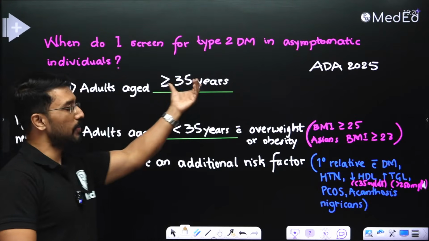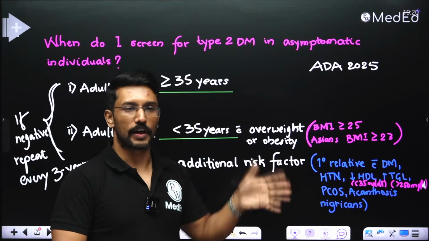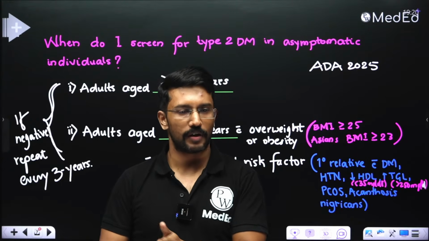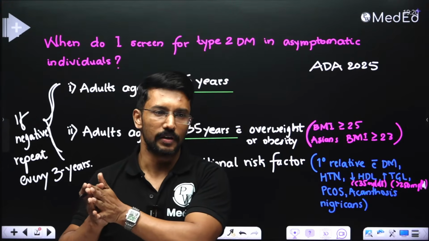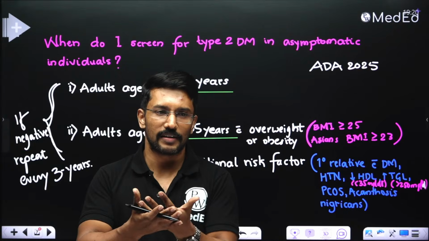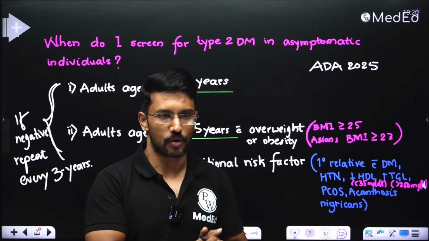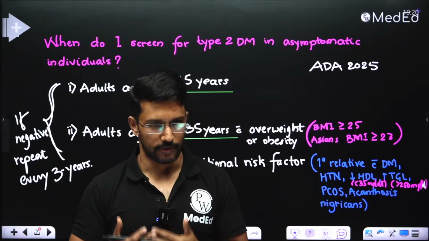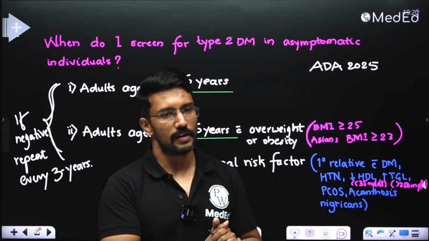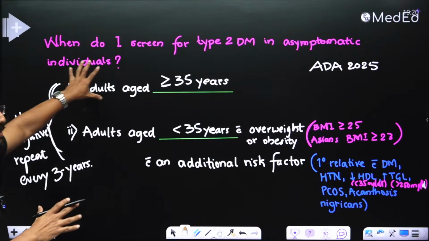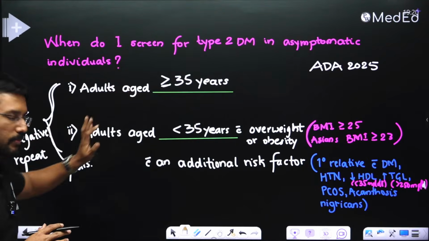So I should have screened myself at 35 years of age. If that was negative, at 38 again, at 41 again, at 44 again. So every 3 years, I need to keep repeating. And anytime I get detected as diabetic, then of course I am diabetic and the rest of the management will follow accordingly. If not diabetic, I will continue maintaining the lifestyle. So now we have a fair idea when to start screening. MCQs are expected on this topic, so please remember this.